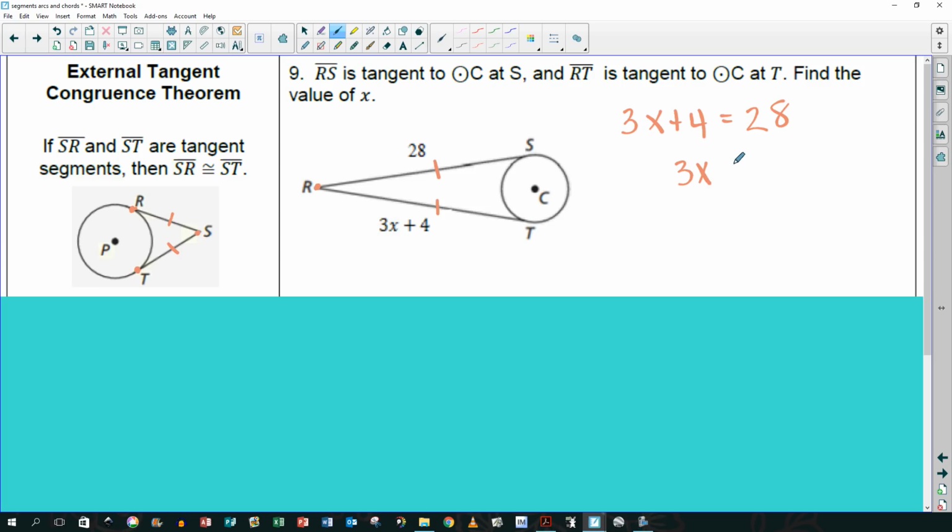3x equals 24. Sorry. And then you divide both sides and you get that x is 8. So find the value of x. Done. Circles are really easy, so try not to get too stumped up over them.